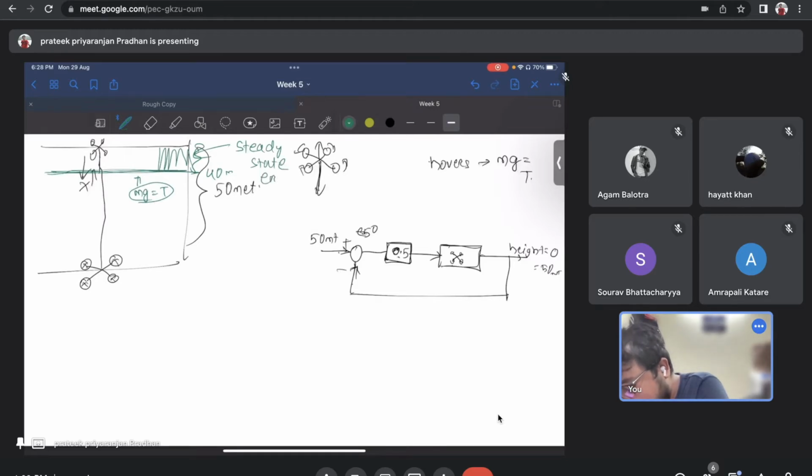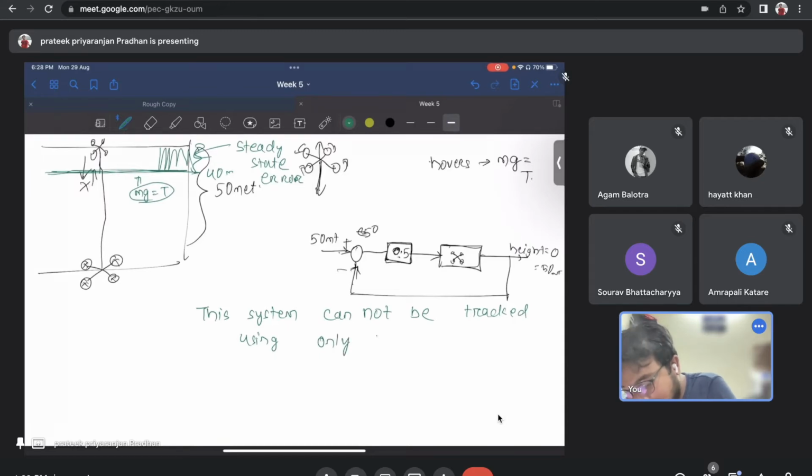You might know about steady state error from your studies, but this is the situation in which it happens. Is it clear? So I can conclude this system cannot be tracked using only a proportional controller. Am I clear? If so, I will proceed and show how we can reach 50 meters.